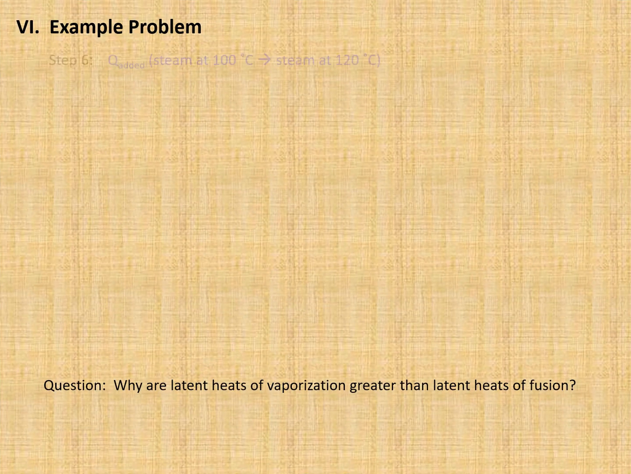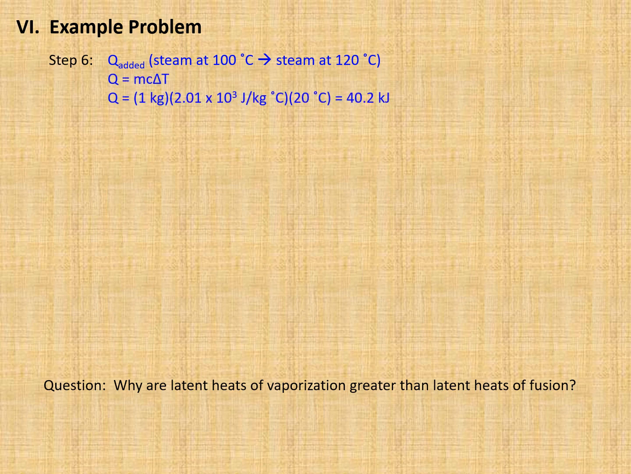All right, so finally, we've added enough heat to convert our 1 kilogram sample into steam at 100 degrees Celsius at the boiling point, but we need to bring that steam up to a temperature of 120 degrees Celsius. Since no phase change is involved here, we're simply changing the temperature of the steam. We can use Q equals MC delta T. We plug in the numbers and we come up with an amount of heat added of 40.2 kilojoules.